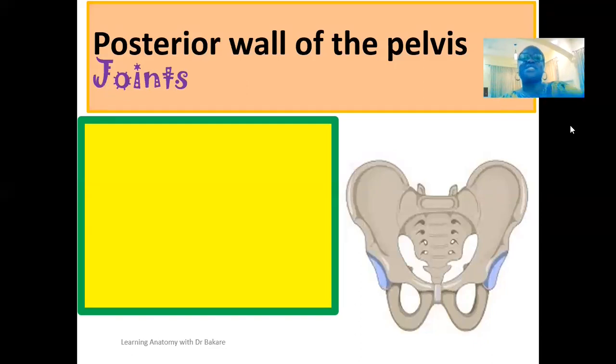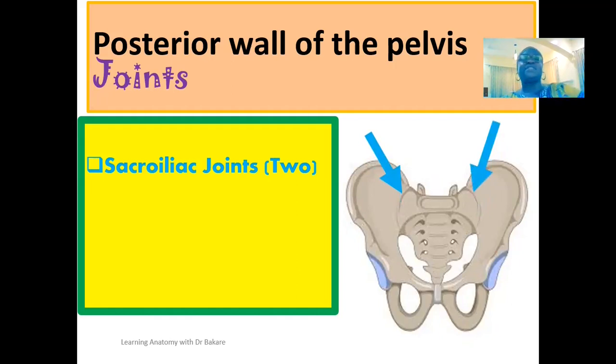So let's drive further to see the joints that are created at the posterior wall. It's also seen with a number of joints, and one of which is the sacroiliac joint. The sacroiliac joints are two in number. We have one on the right side and another one on the left. If you break down the name, as I've always said on this channel, you would know the point where these joints are created and also the structures that are involved. For the sacroiliac joints, it means that this joint connects the sacrum, which is at this region, with the ilium, which is on this other side. So you see the joint created between the sacrum and the ilium. The ilium is one of the structural components of the pelvic bone.